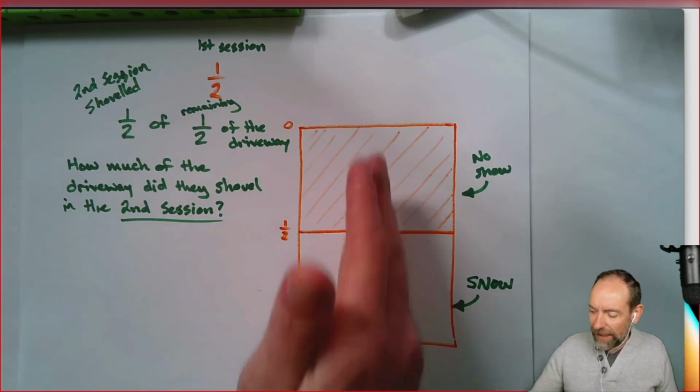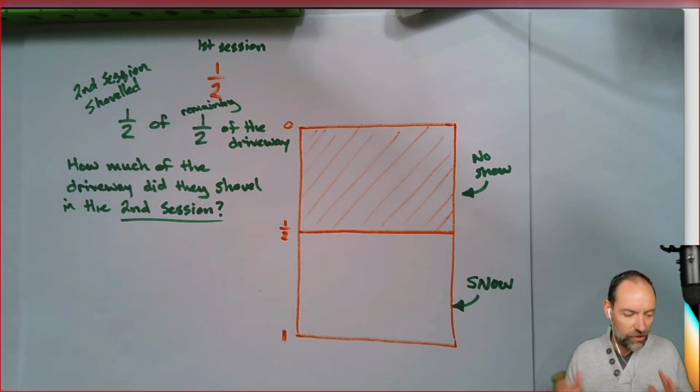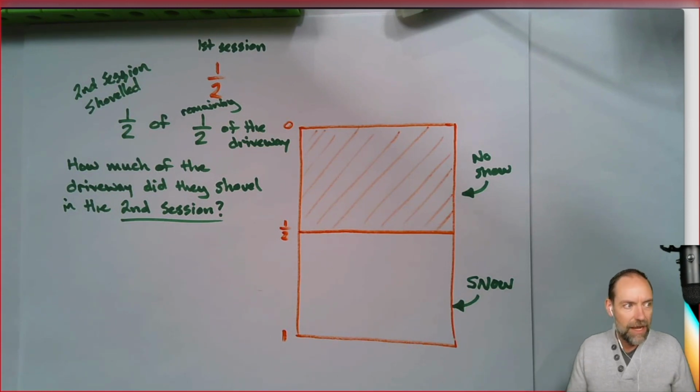I'm going to do it vertically because I feel like it's a little easier to see, but maybe I'll draw it the other way too, just to make sure that everybody's with us here. I want to make sure everyone's got this.